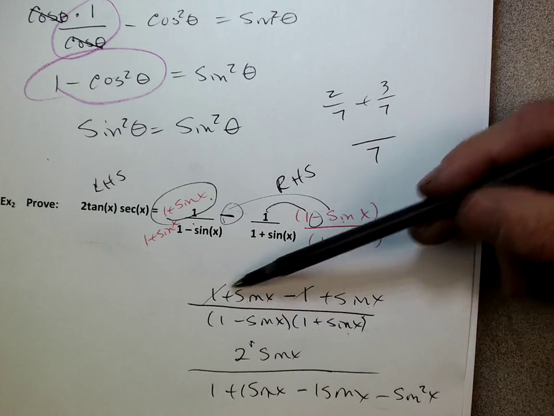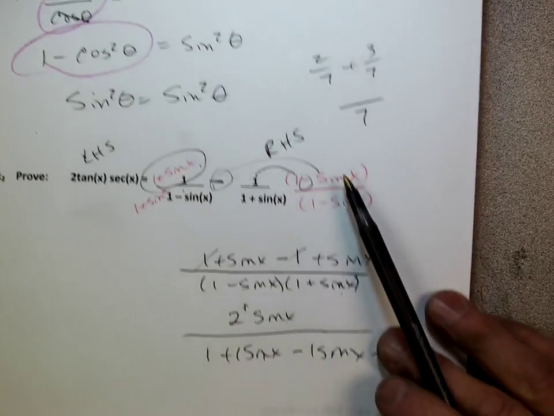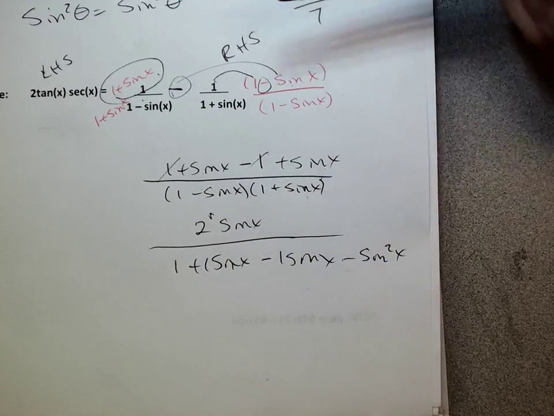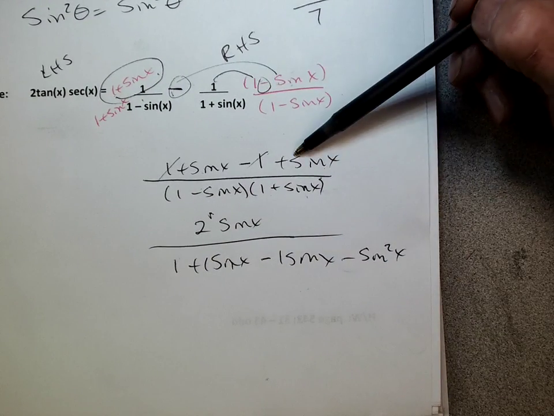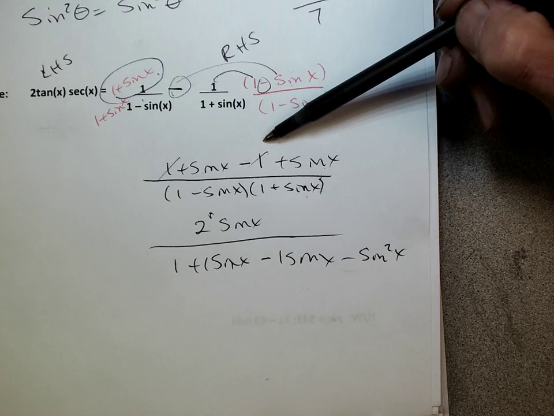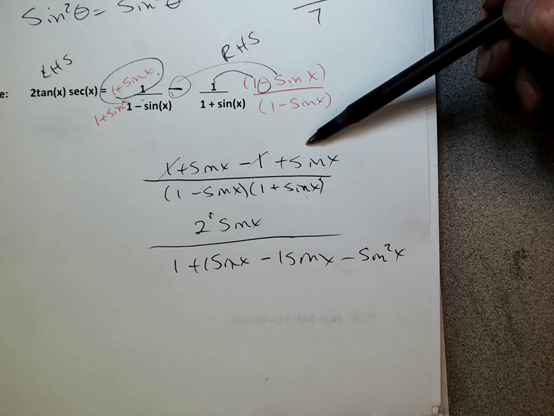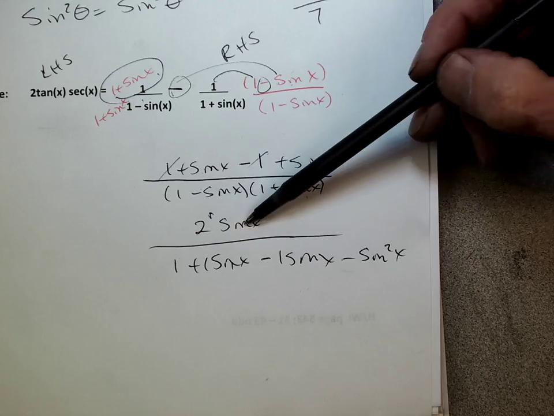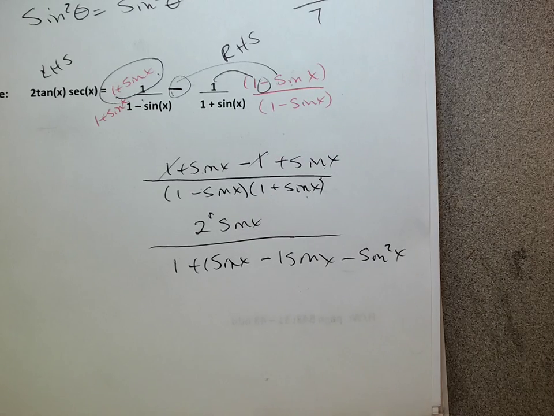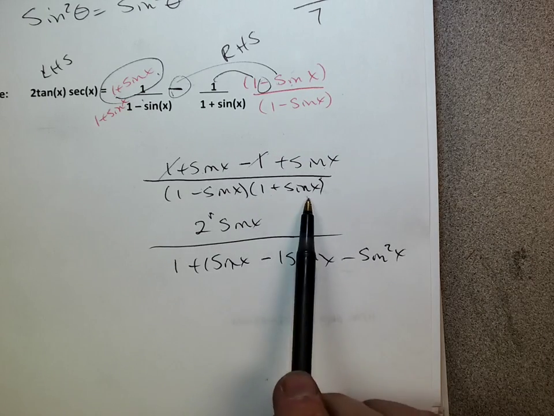I distributed. My 1's canceled. I distributed 1 and a positive sine. My 1's canceled. Sine plus sine is really 2 of them. I've got a sine plus sine makes 2 sines. On the bottom, what I recognize, what I see right here is I know this is going to be a 1 minus a cosine squared.